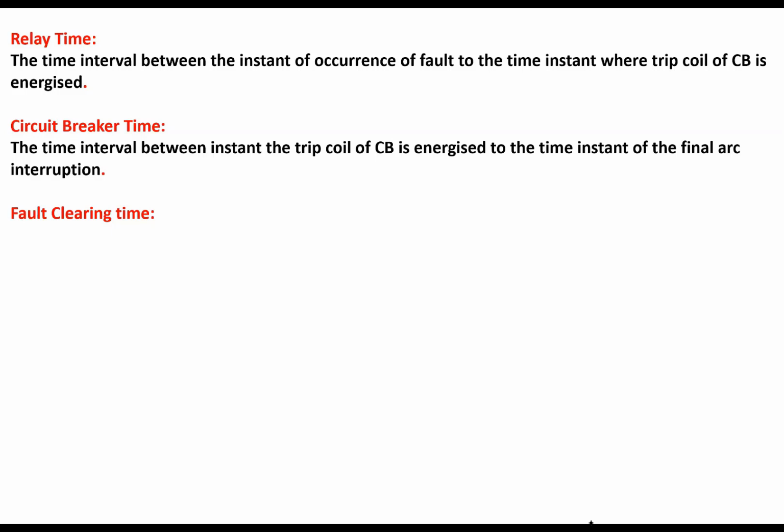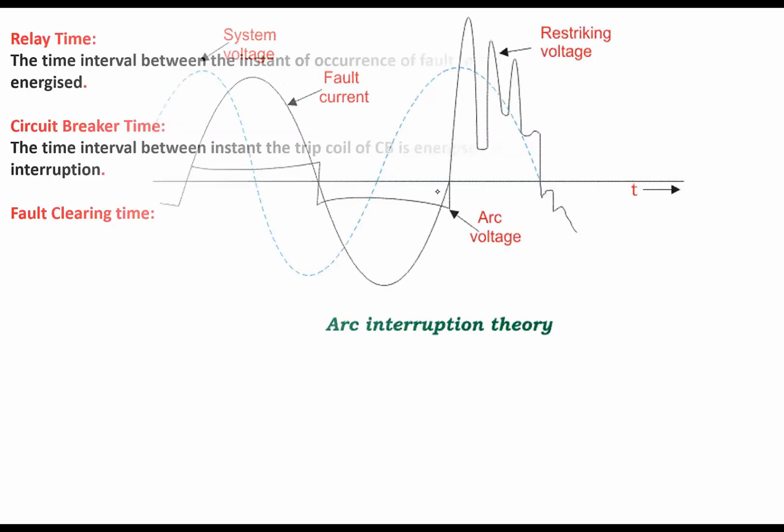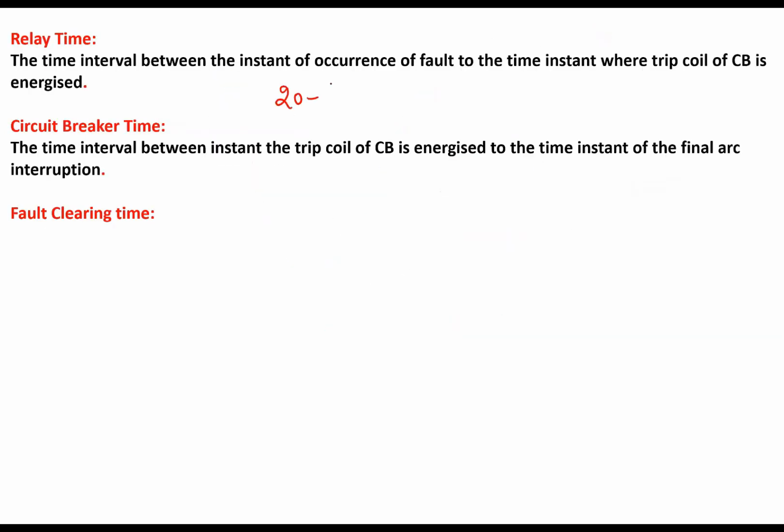Okay. So usually for high voltage applications, it is in the range of 30 to 40 milliseconds. That means within 1.5 to 2 cycles, the relay will sense the fault and give a trip command to the circuit breaker. Okay. So circuit breaker time.